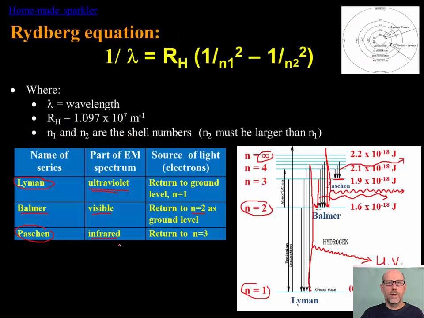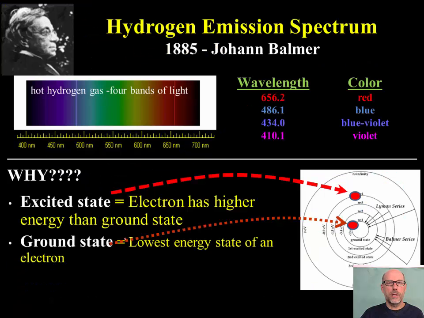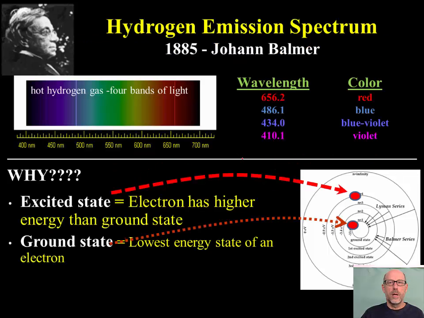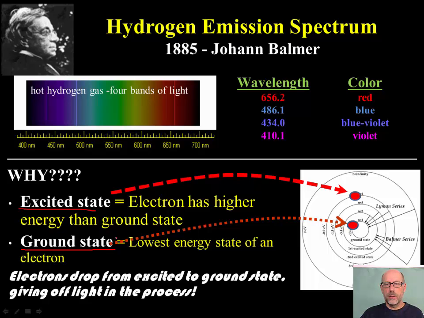That is today's lesson. It's a pretty short one, isn't it? The topics were photoelectric effect, how atoms give off light, and finally the Rydberg equation. And it all started with Johann Balmer back in 1885, who studied the light given off by hydrogen atoms. And then we talked about excited state versus ground state. The ground state is where the electrons want to be. Excited state means they're up higher.